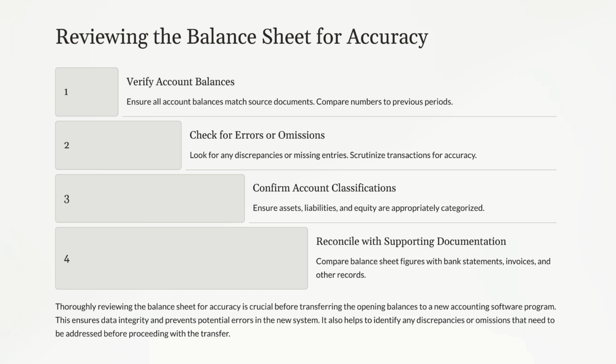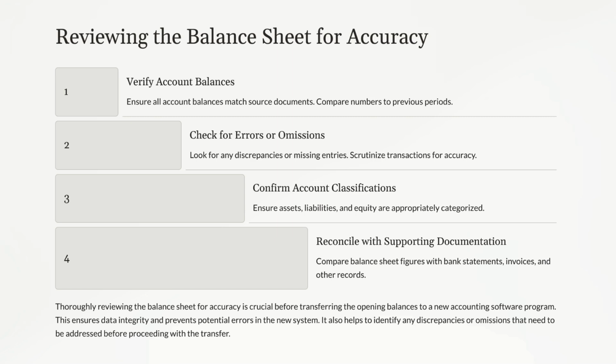Verify account balances. Ensure all account balances match source documents. Compare numbers to previous periods. Check for errors or omissions. Look for any discrepancies or missing entries. Scrutinize transactions for accuracy. Confirm account classifications. Ensure assets, liabilities, and equity are appropriately categorized. Reconcile with supporting documentation. Compare balance sheet figures with bank statements, invoices, and other records.